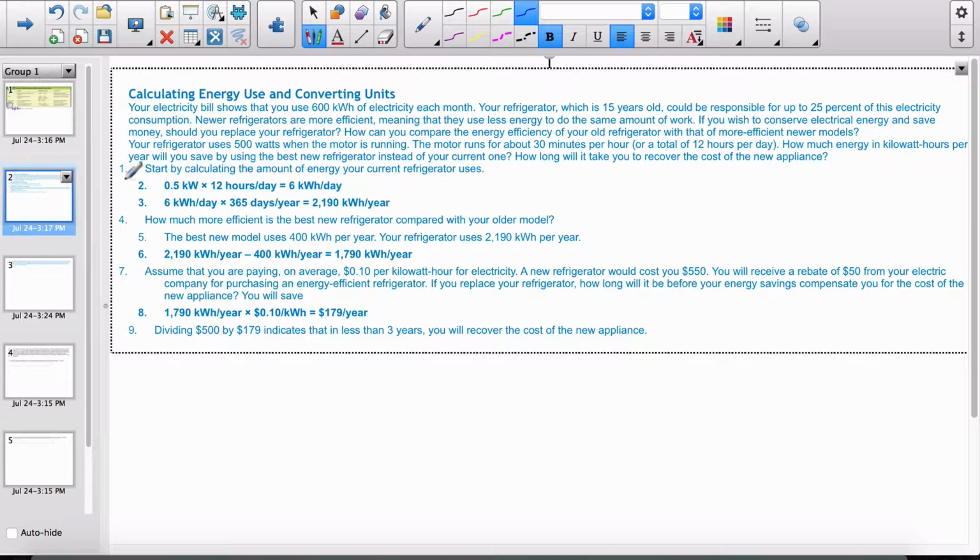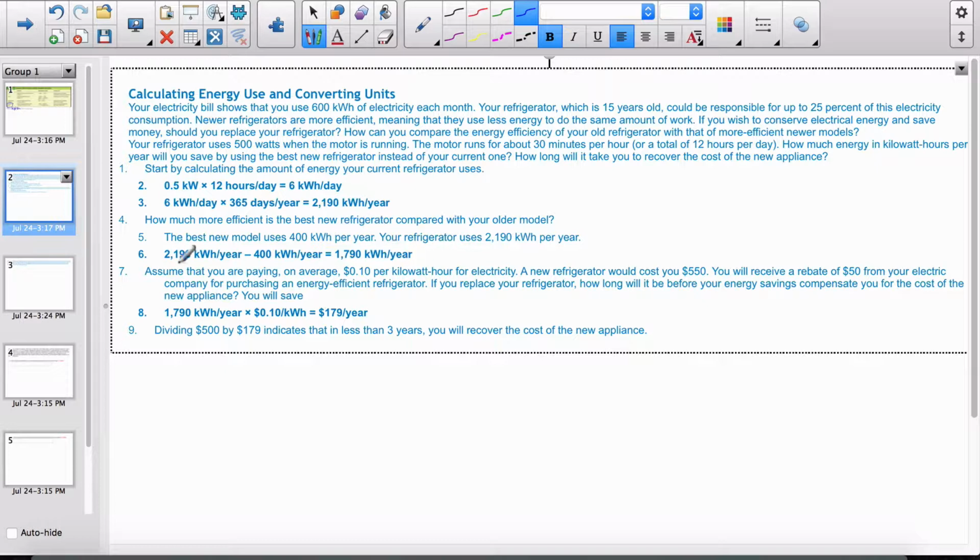The first thing it tells you to do, you can follow these steps. You can skip this to the next part. You know that your fridge uses 500 watts, so make sure that you convert that to kilowatts. This is the kilowatt right here. And then you multiply it by the amount of hours that you use it per day. That's this first step. And you try to figure out how many kilowatt hours it runs for the whole year. So there are 365 days per year. And then it tells you the new model uses 400 kilowatt hours per year. So it already calculated that for you and just gave it to you.